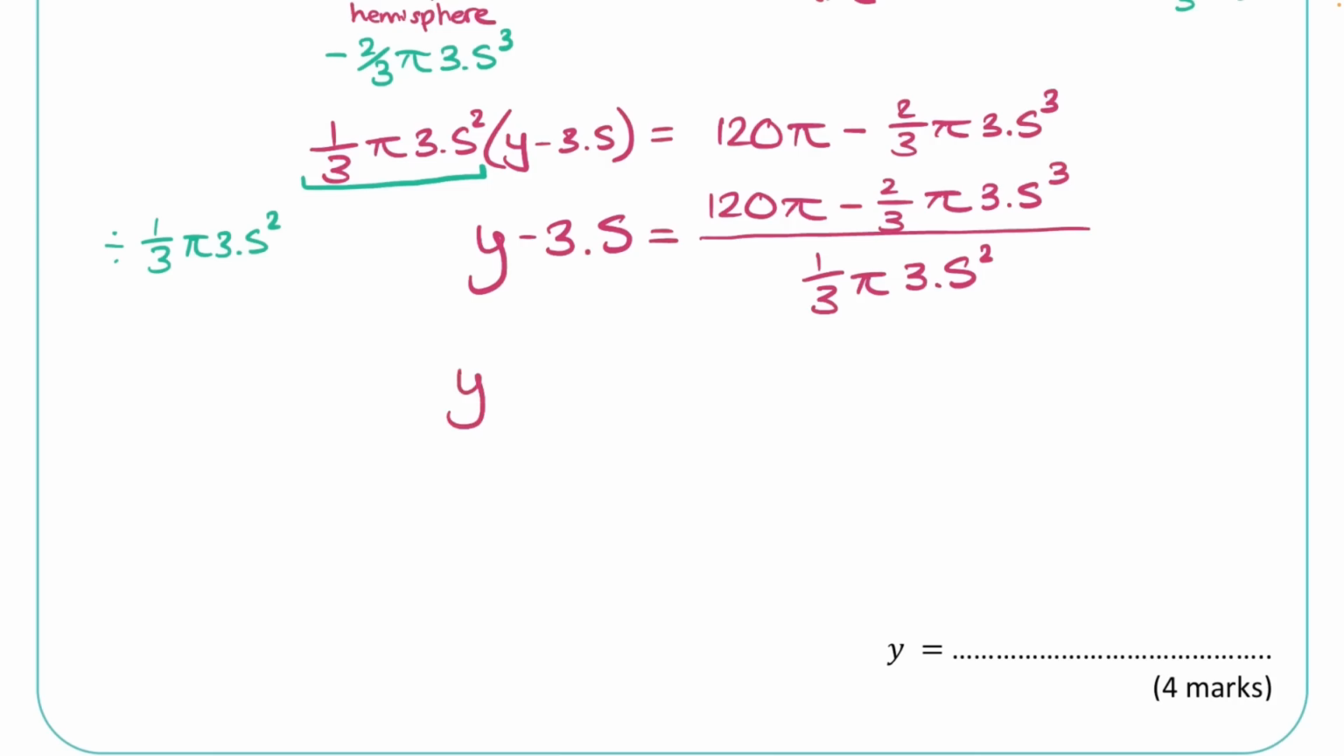So I'm going to have y minus 3.5, and then I need to type all of this in the calculator. Let's just have a look at how we type it in. So 120 pi, I can write exactly like that. Take away 2/3 using my fraction button, pi. And I do need to put a multiplication symbol in here. It might work on some calculators, but typically it only allows you to put one number with the pi symbol before the calculator has a bit of a freak out.